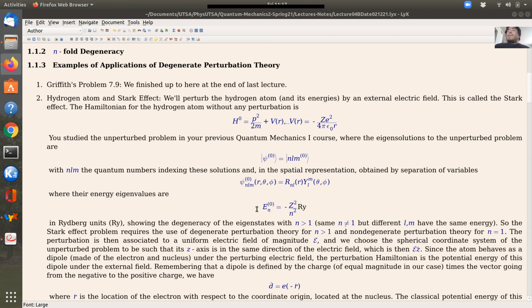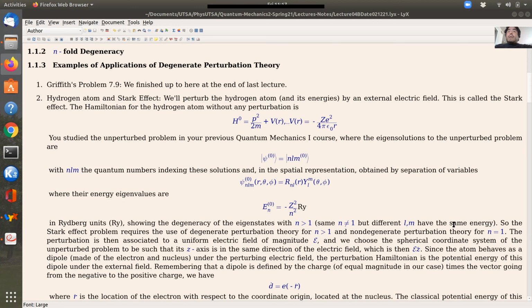is that you have a degenerate case for n greater than 1. So for n equal to 1, actually you have a non-degenerate case. But, well, same n that is not 1, but different l and m have the same energy and therefore are degenerate. So what happens is that for n equal to 1, you can use non-degenerate perturbation theory. But for n greater than 1, you have to use the degenerate one.